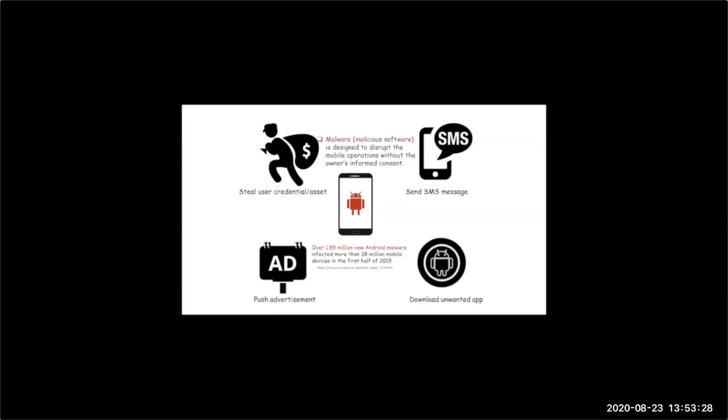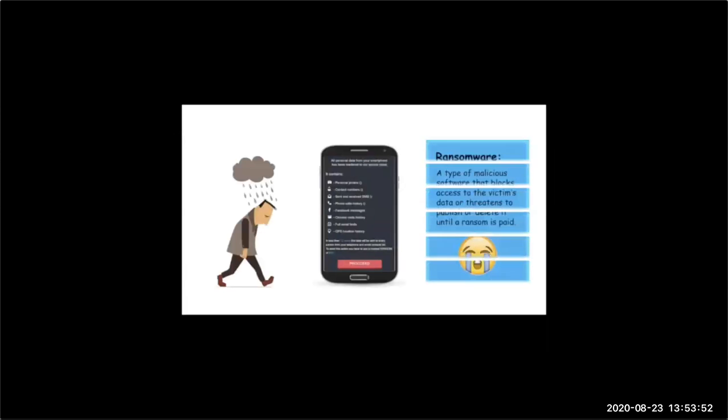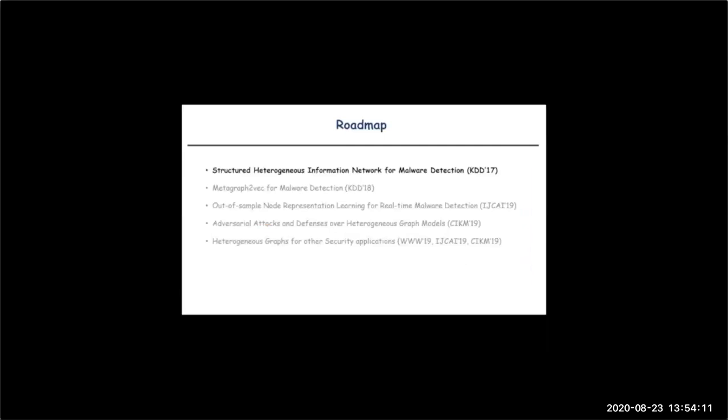without users' informed consent. It's reported that over 1.89 million new Android malware samples infected more than 38 million mobile devices in the first half of 2019. If a user's mobile device is infected by ransomware, this type of malicious software could block access to the victim's data or threaten to publish or delete it until a ransom is paid. These malicious software attacks pose significant challenges to users in cyberspace.